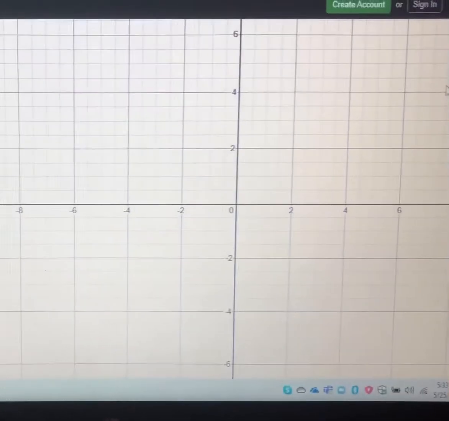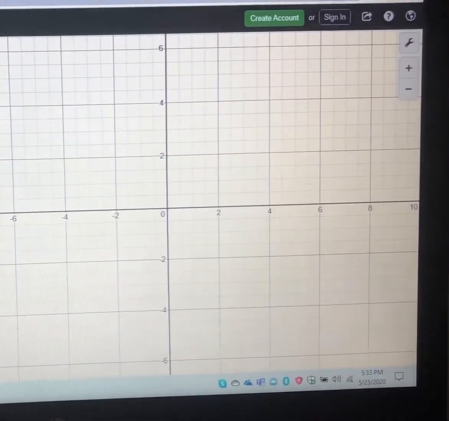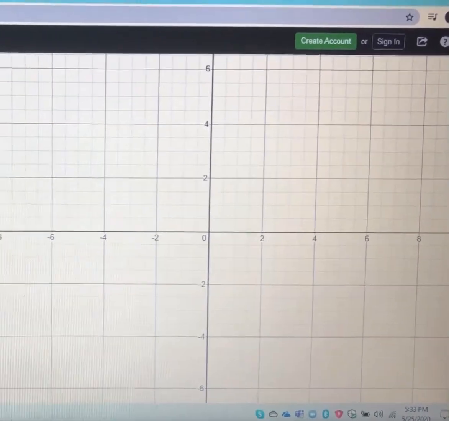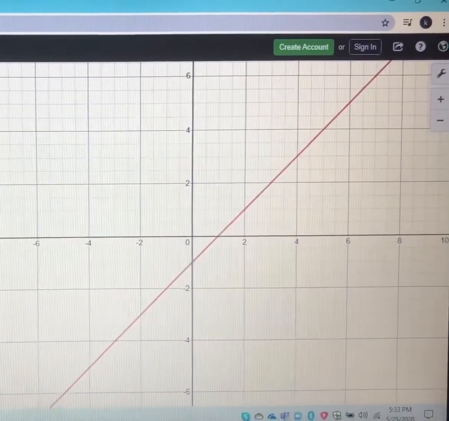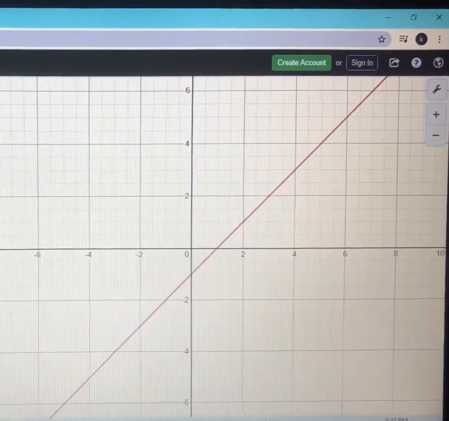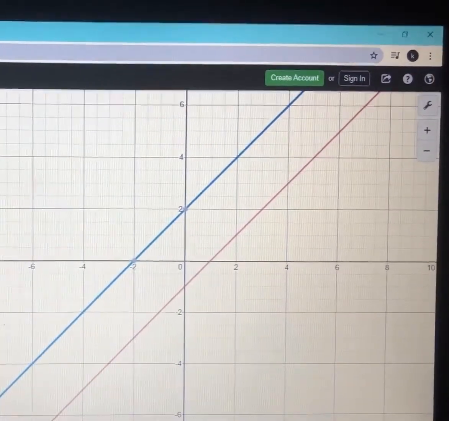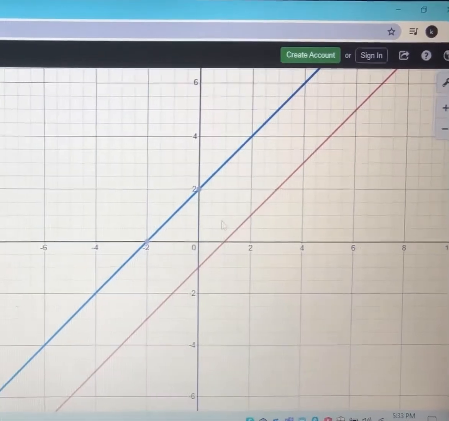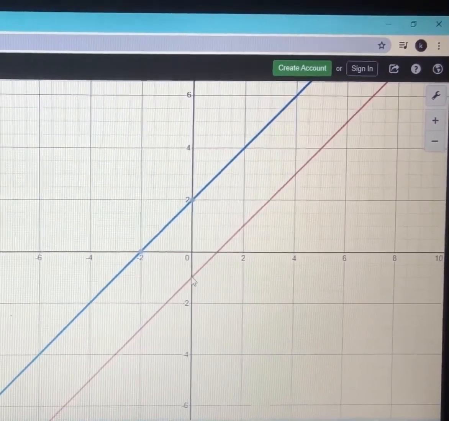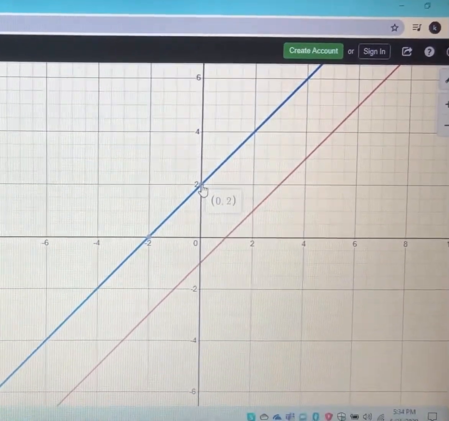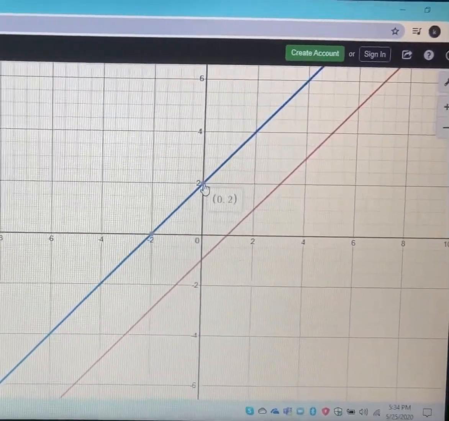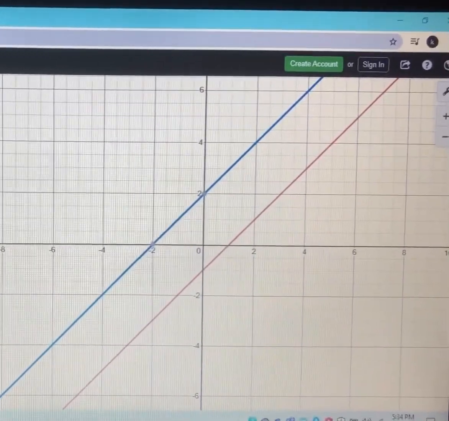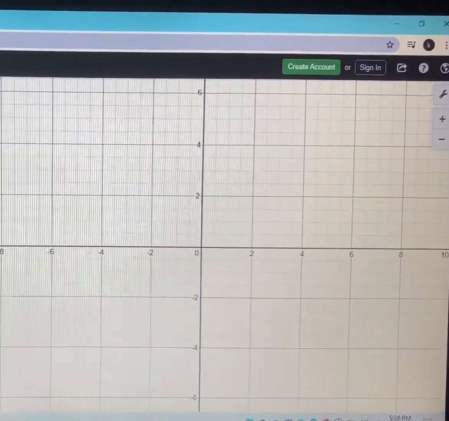Okay, so let me go ahead and input these for you. Number one we had was y equals x minus 1. And our second equation was y equals x plus 2. Okay, there's those parallel lines. So they both have the same slope, but one of them has an intercept at negative 1, the other has an intercept of 2. So we had written that there was no solution, and we can verify that using this graph.